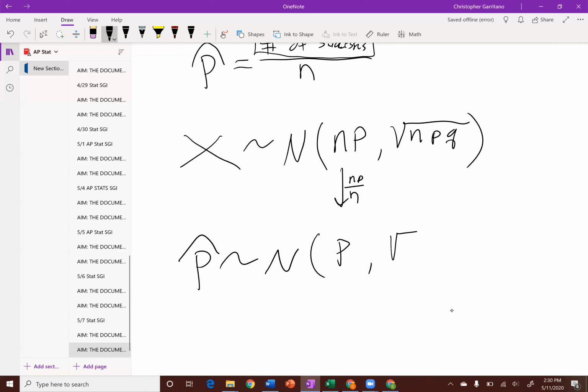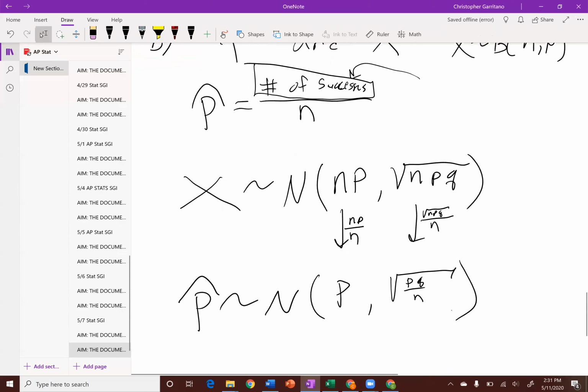Similarly, the standard error of p hat is radical pq over n. Notice that in order to get from radical npq to radical pq over n, you just must divide by n.